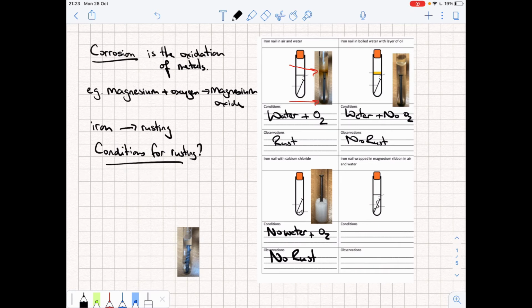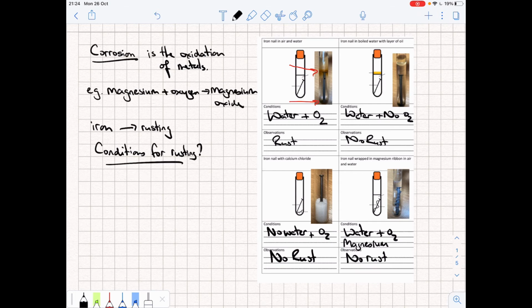And the final one is we've got water and we've got oxygen present. So we haven't done anything to this. But what we have got here is a piece of magnesium wrapped around the iron nail. So I'm just going to put here magnesium because we've got that present inside the test tube. This is what it looks like. You can probably see this picture here. So there's my iron nail with the magnesium wrapped around it. And again, what you'll notice in this one, there is no rust.